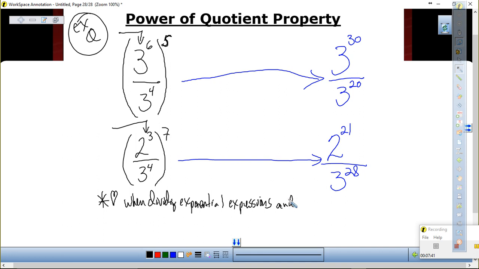Jaden? And there are exponents outside the parenthesis. Okay, so now we explain the situation. Exponential expressions dividing with an exponent outside the parentheses, comma, pat someone.